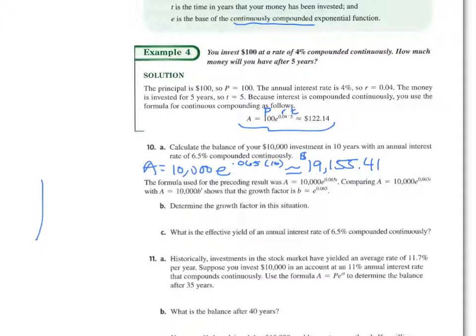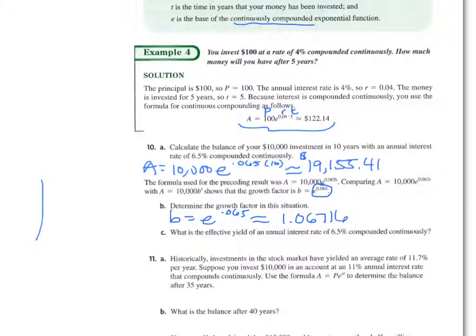Okay, so you can see that this b, our growth factor in this, is that whole piece, e to the 0.065. So if we want to determine that growth factor, we just figure out: what is e to the 0.065? And if you calculate that out, you end up getting 1.06716.